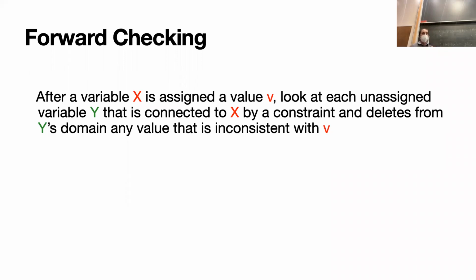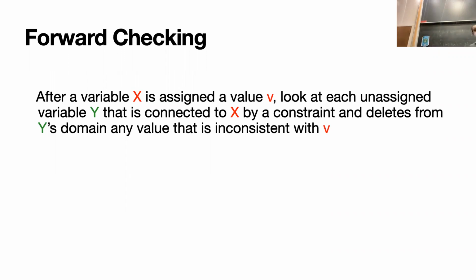So we will look at each unassigned variable Y that's connected to X by some constraint, and we're going to delete from Y's domain any value that's inconsistent with B, so it's basically removed from the equation.